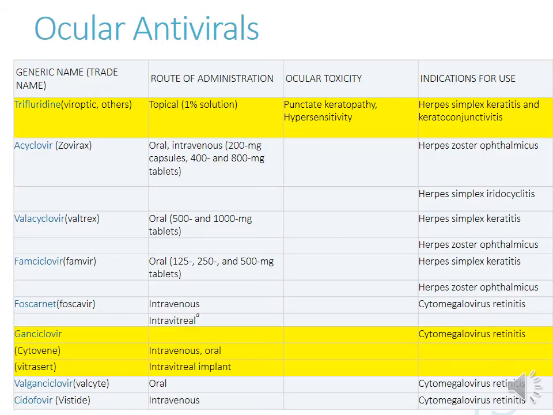So the ones you'll see in this table, the ones I highlighted are the ones to focus on. So the trifluridine and also the ganciclovir. The other agents you're going to see are all going to be oral products. And we'll talk about the oral or intravenous products at a later time.